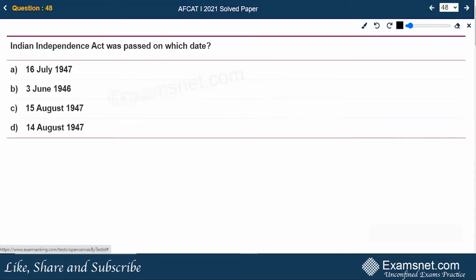Next, question number 48. Indian Independence Act was passed on which date? 16 July 1947, 3 July 1946, 15 August 1947, or 14 August 1947. The Indian Independence Act was passed on which of these dates? See, the Indian Independence Bill was introduced in the British Parliament on 3rd of July 1947.